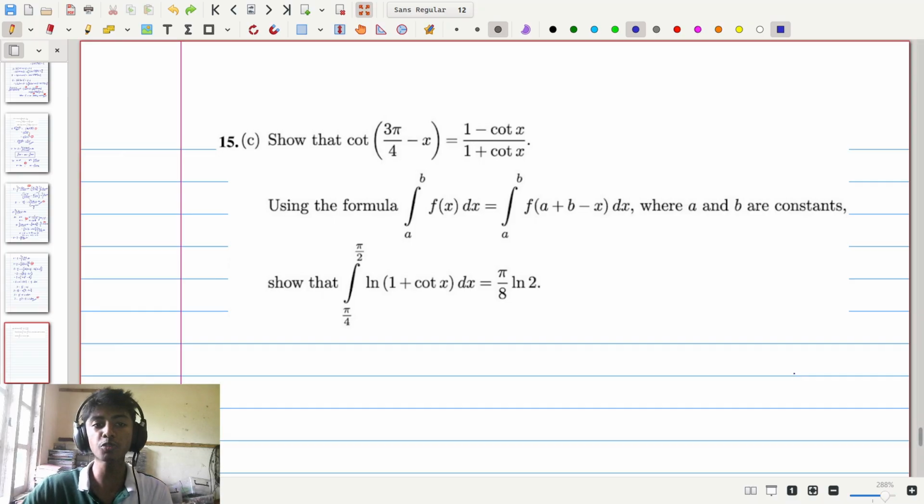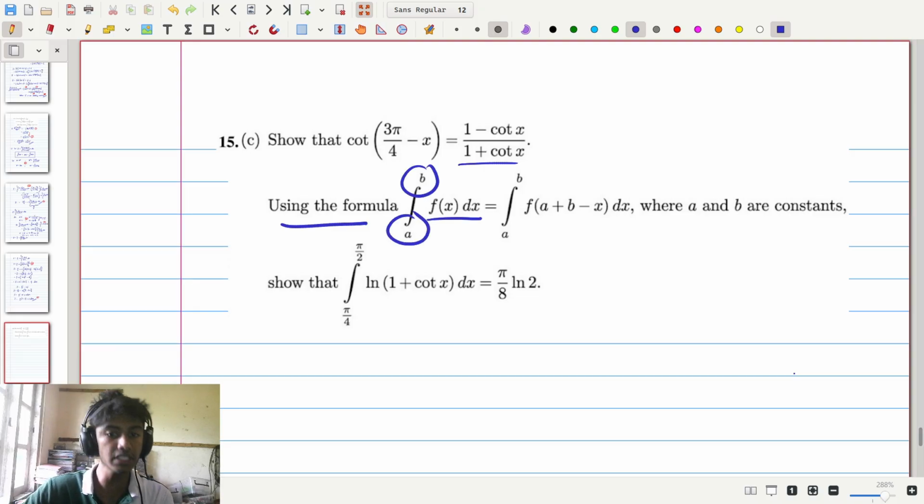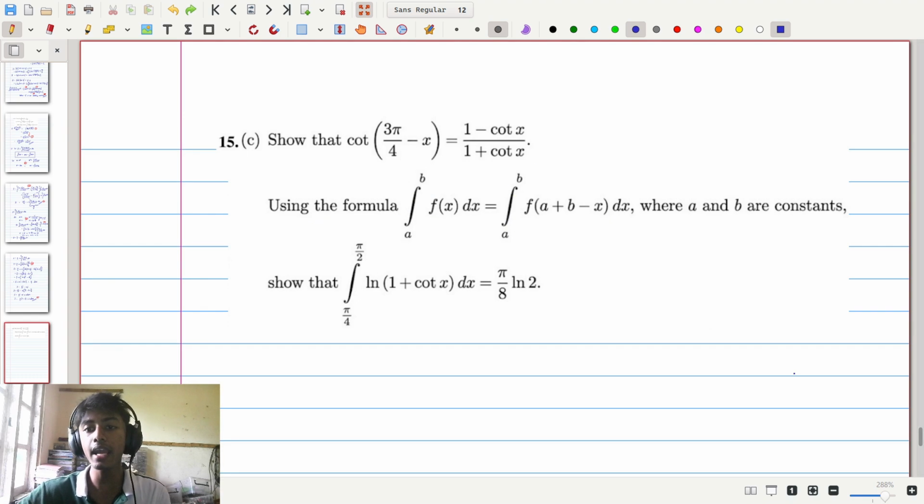The question starts off by saying, show that cotangent of 3 pi by 4 minus x is equal to 1 minus cotangent of x divided by 1 plus cotangent of x. The question then says, using the formula integral from a to b of f of x dx equals the integral from a to b of f of a plus b minus x dx, where a and b are constants, show that the integral from pi by 4 up to pi by 2 of the natural logarithm of 1 plus cotangent of x dx is equal to pi by 8 times the natural logarithm of 2.